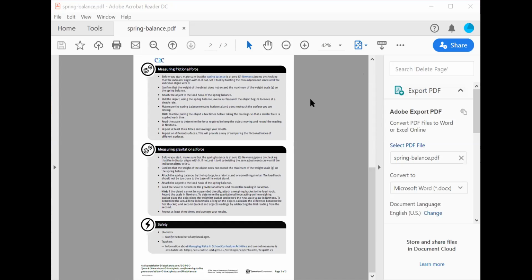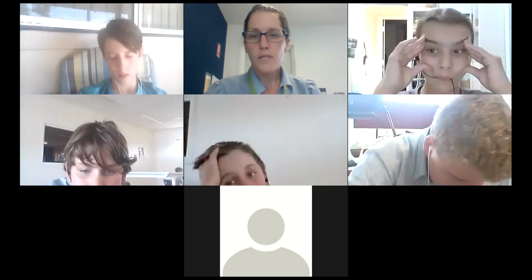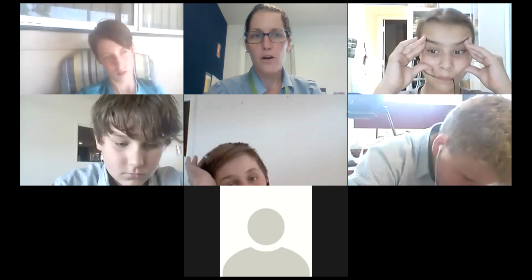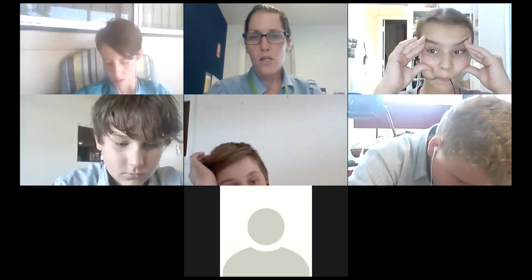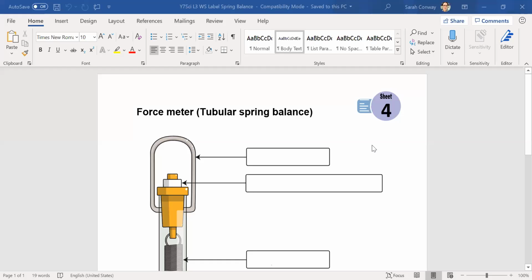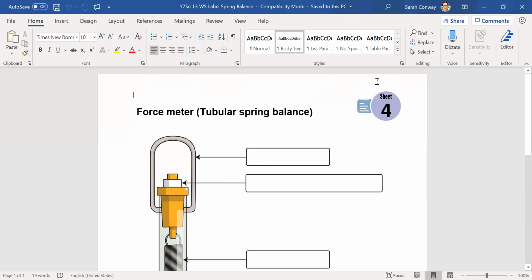Okay, so this is the safety stuff, and you can do all these experiments using this, and this will help you with your homework. So that's that part. All right. Okay, screen sharing the next bit. Your homework for next week is this. Using your tubular thing and using your PowerPoint, you are to label the parts. It's in your PowerPoint how to label this. So make sure you label this one.